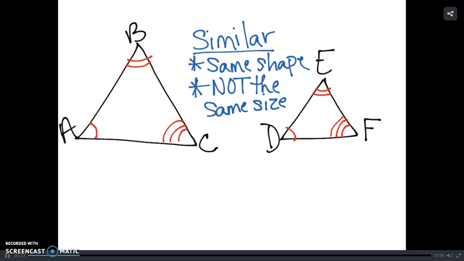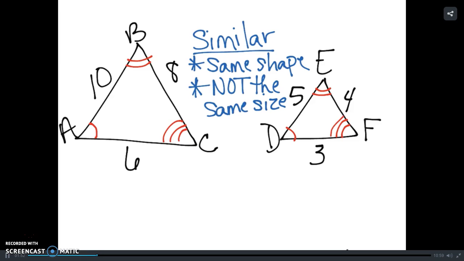The way that works is we might have a triangle ABC here whose dimensions are double that of triangle DEF. So I might have 10, 8, and 6 for my sides here, and my sides on this one might be 5, 4, and 3. So definitely a possibility here.